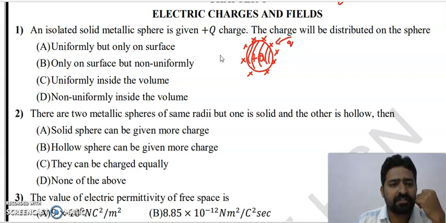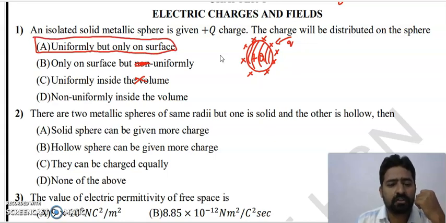So which option is the right answer? Uniform but only on the surface. Only on the surface but non-uniform. Uniform inside? Inside, the electric field is 0. Non-uniform inside. So which is the right option? Look, uniformly but only on the surface of the sphere. So let's see the second one.